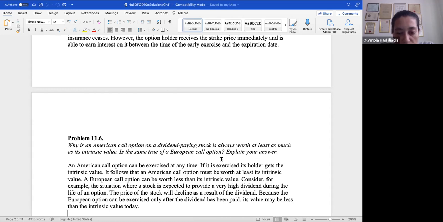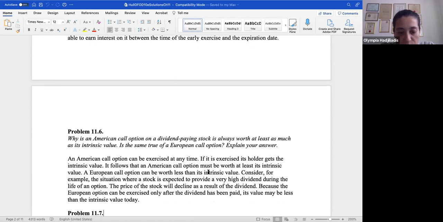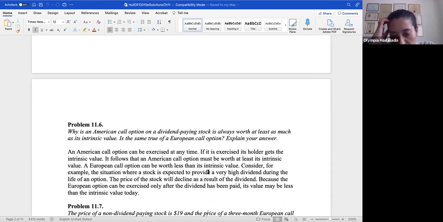A European call option can be worth less than its intrinsic value. Consider, for example, the situation where a stock is expected to provide a very high dividend during the life of the option. The price of the stock will decline as a result of the dividend. Because the European option can be exercised only after the dividend has been paid, its value may be less than the intrinsic value today.